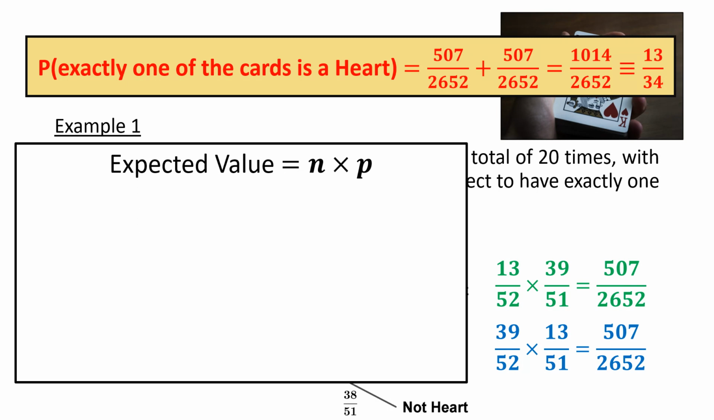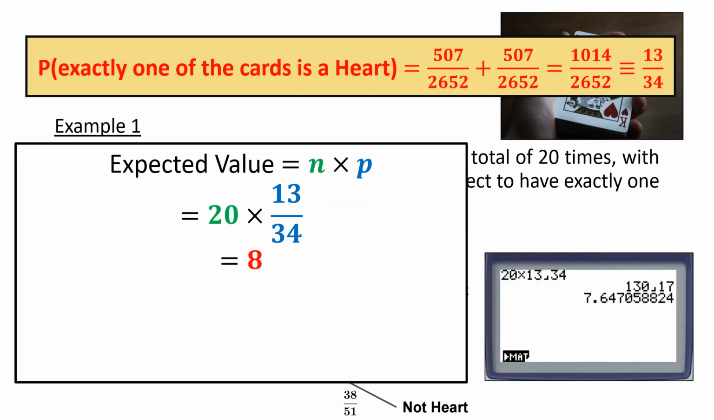Right, well, let's move on to expected value then. The expected value is N times P. So 20 times 13 over 34. We're doing this experiment 20 times. We're getting dealt 2 cards 20 times. And the probability of getting exactly one of the cards being a heart, we've just calculated that as 13 over 34. So we're going to multiply these two together. That doesn't give us a whole number. It gives us 7.64 something.